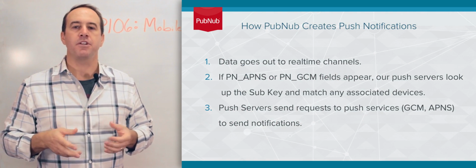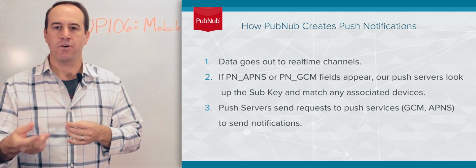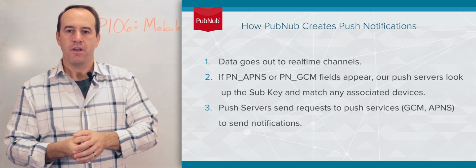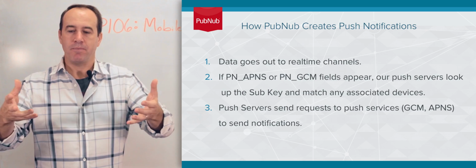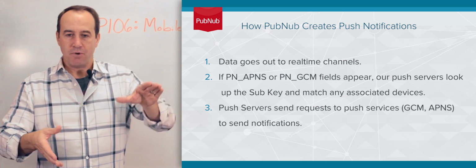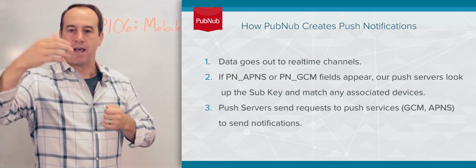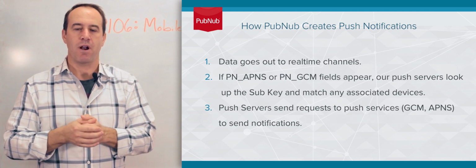Now that you've published a message with push payloads, the PN_APNS and the PN_GCM sections, how does that actually translate into push notifications? When you publish this message, it goes to PubNub, and PubNub says, what am I going to do with this? What's in here? The only thing it's really looking for is that you actually have data to be published and the channel that you're publishing it on. So it goes out in real time to that channel, to all the real-time subscribers.